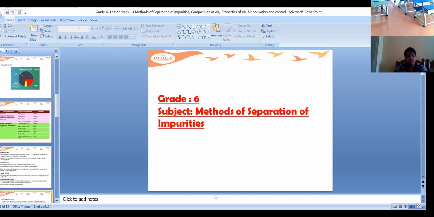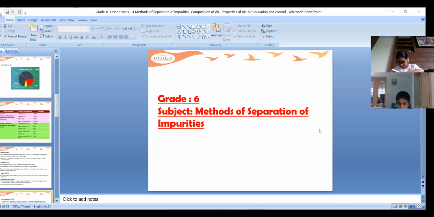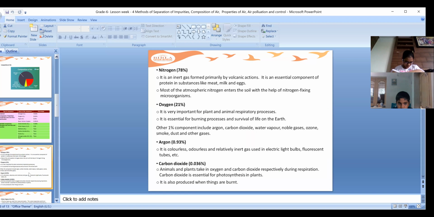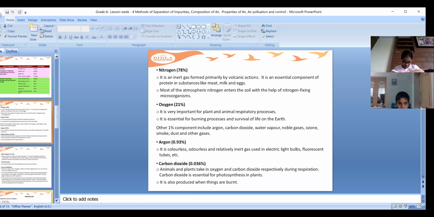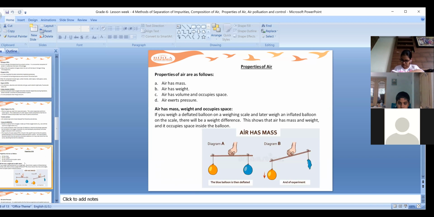Okay, children. So yesterday we were discussing the composition of air. Different types of gases we have just gone through, and now we'll see the properties of air. So what are the different properties of air? Properties of air are: air has mass, air has weight, air has volume and occupies space, and air exerts pressure.